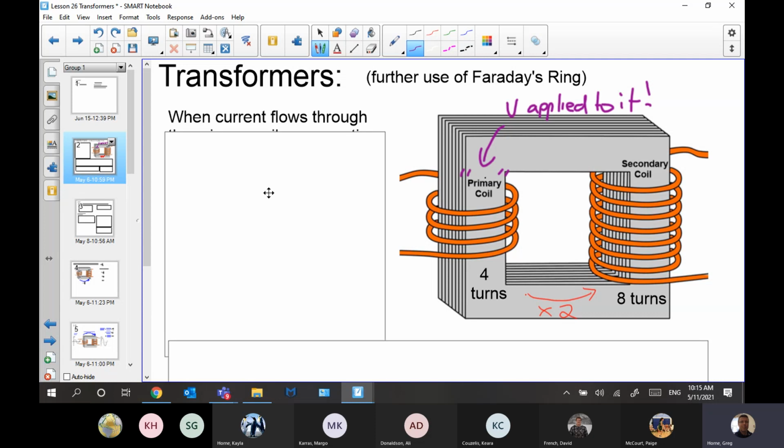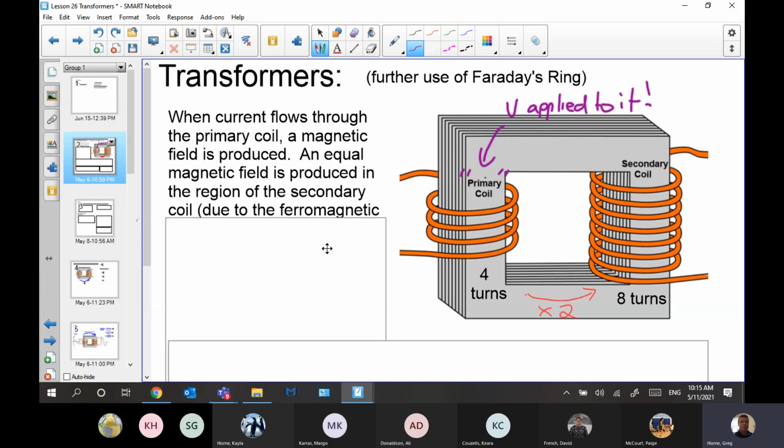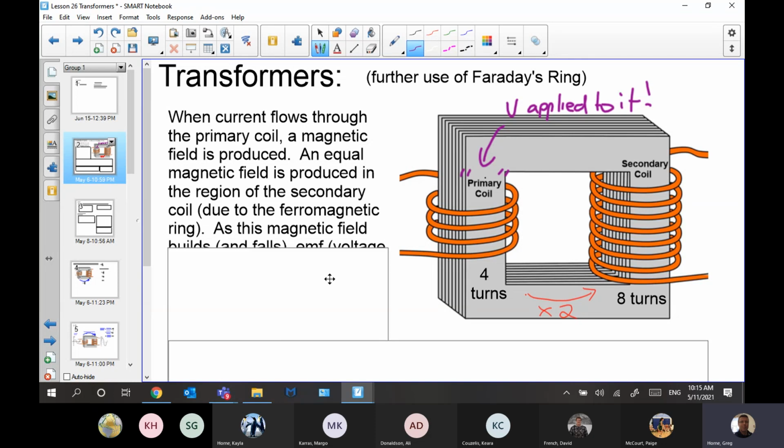Okay, so what happens is when current flows through the primary coil, we know a magnetic field is going to be induced, of course, right? It's going to make a magnetic field. So a magnetic field is produced, and then an equal magnetic field is produced in the region of the secondary coil due to the ferromagnetic material, the properties of the ring.